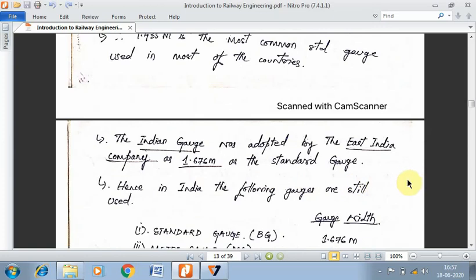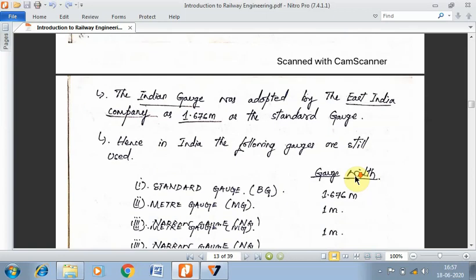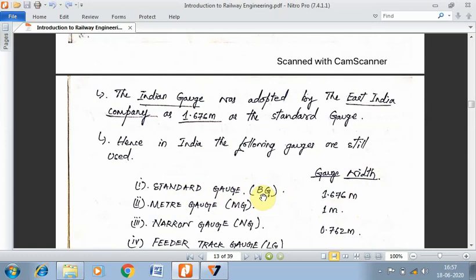The Indian gauge was actually adopted by the East India Company during the British rule, and it was considered as 1.676 meters as the standard gauge. India still retains the same gauge system, and that is what we have as the Indian standard gauge, which is again named the broad gauge, right? So the standard gauge, that is broad gauge, is 1.676 meters.